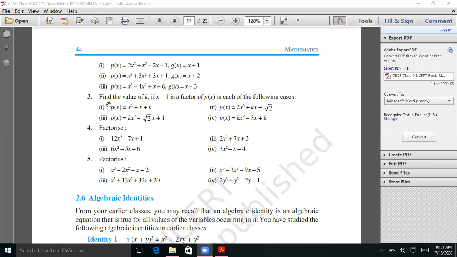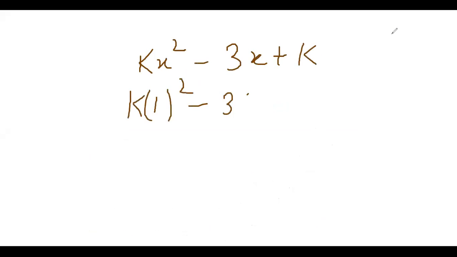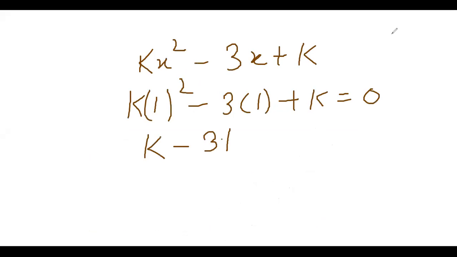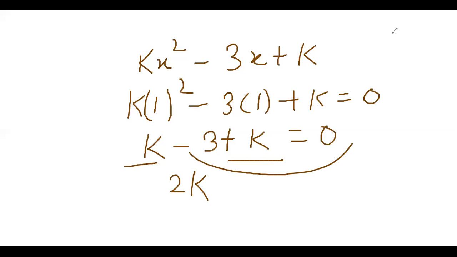Let's do the fourth part. There are two k in a single expression. Fourth part, the expression given is kx square minus 3x plus k, and if we put 1 at the place of x, then this expression will be equal to 0. Then k minus 3 plus k equal to 0. K plus k, 2k, and 3 will be taken to the other side, is equal to 3. K is equal to 3 divided by 2. So this was the question 3.